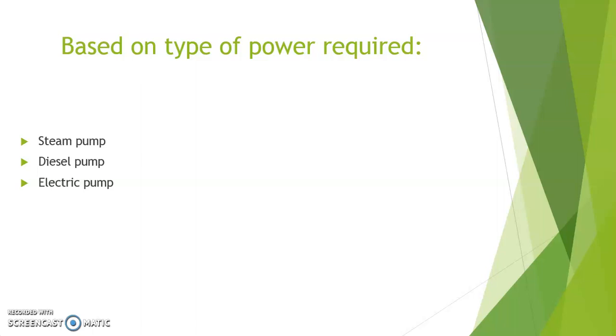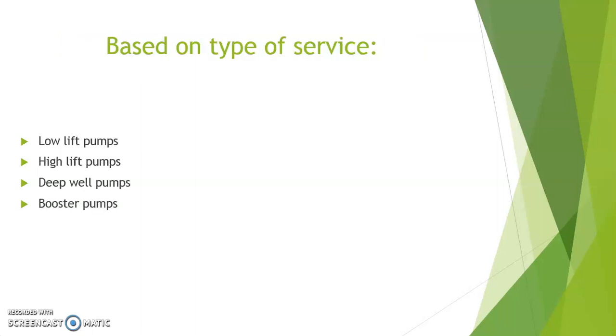If we are using steam as the source of power, then that is called a steam pump. If we are using diesel as the source of power, then that is a diesel pump. If we are using electricity as the source of power, then that is an electric pump. Now, based on the type of service, what type of work we want from that pump, they are categorized as low lift pump, high lift pump, deep well pump and booster pump.